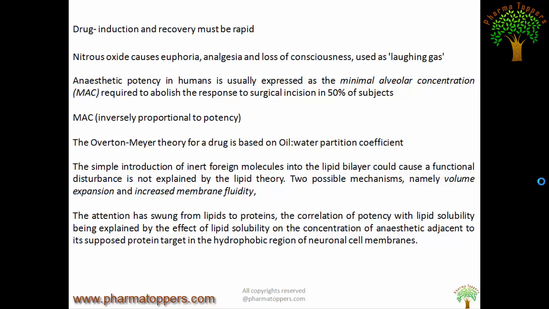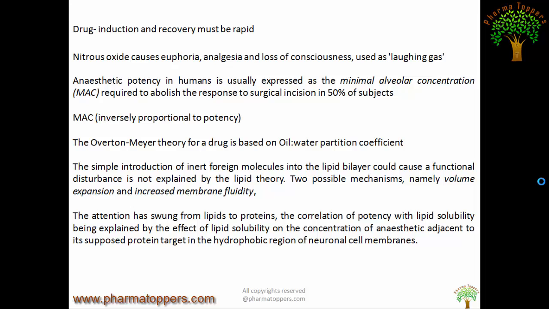MAC represents the minimum alveolar concentration. Anesthetic potency in humans is usually expressed in MAC, which is required to abolish the response to surgical incisions in 50% of the subjects. The MAC is found to be inversely proportional to the potency and the lipid solubility, which is expressed as the oil to water partition coefficient for a wide range of inhalation anesthetics.